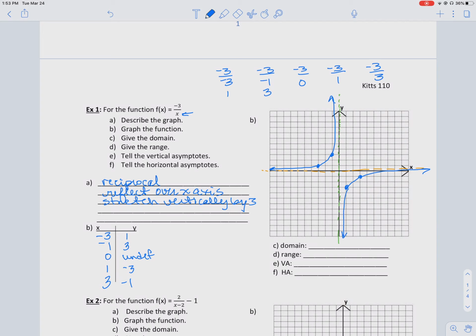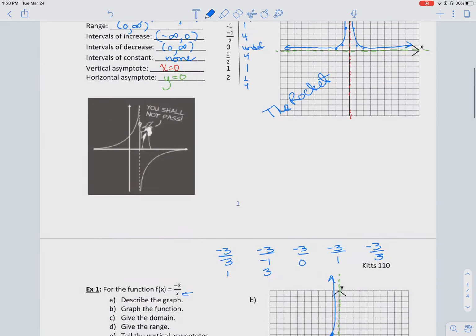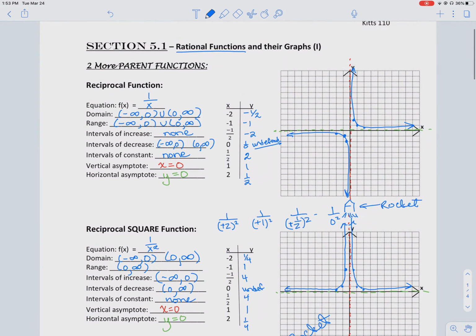It's a reciprocal function. We're going to flip it over the x-axis. So basically this part went up here. Ooh, I didn't mean to do that. Oops. And this part right there flipped and went down, okay?